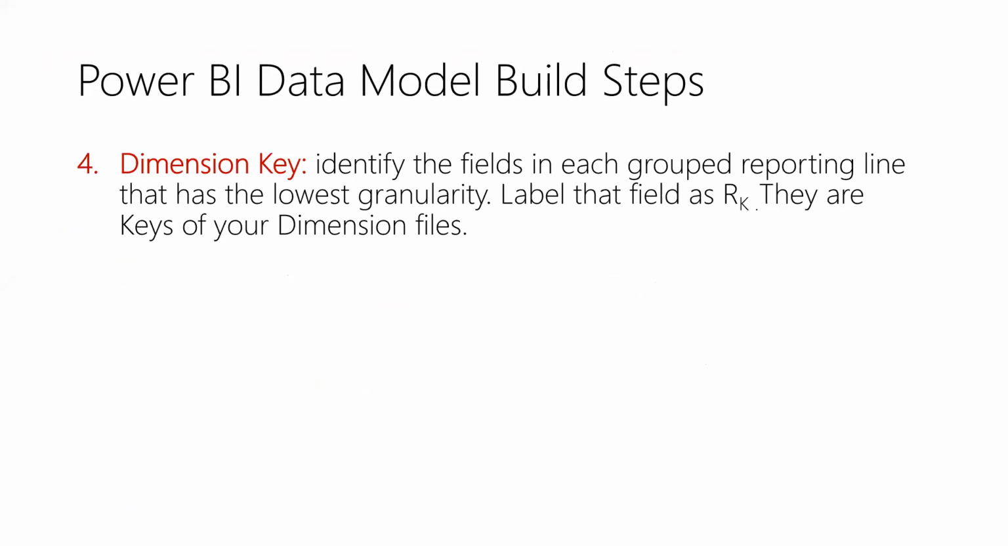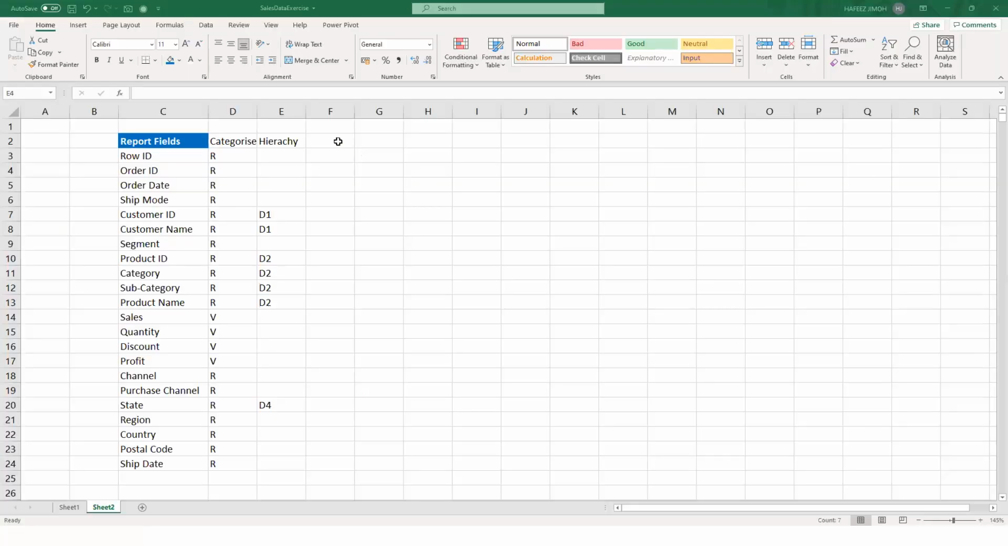So what is a dimension key? Remember, you will have grouped them into hierarchies. So the next column is what? Dimension key. So for any group, remember there are several families or groups. So let's assume this is a group, D2. You understand? You just need to pick one of them as a dimension key. We call it dimension key or reporting key.